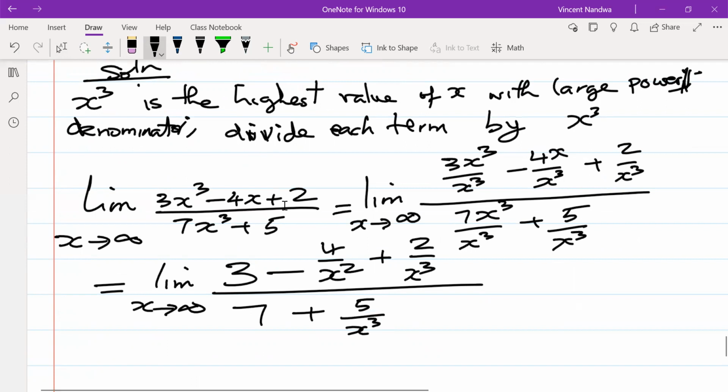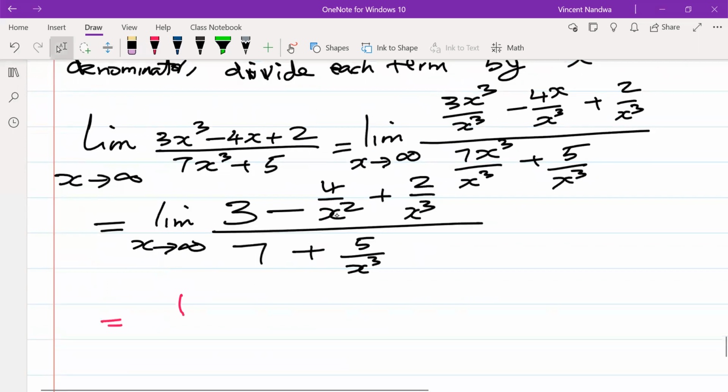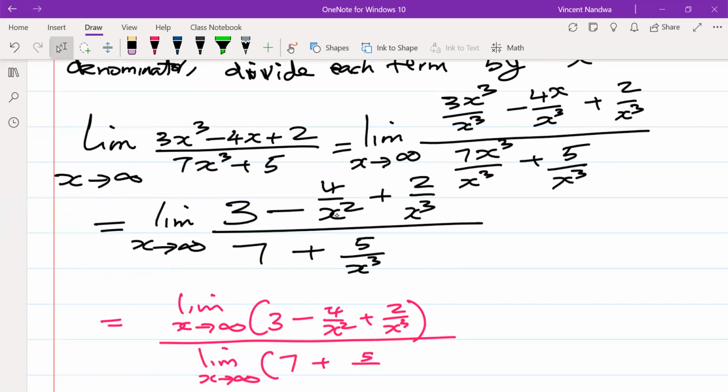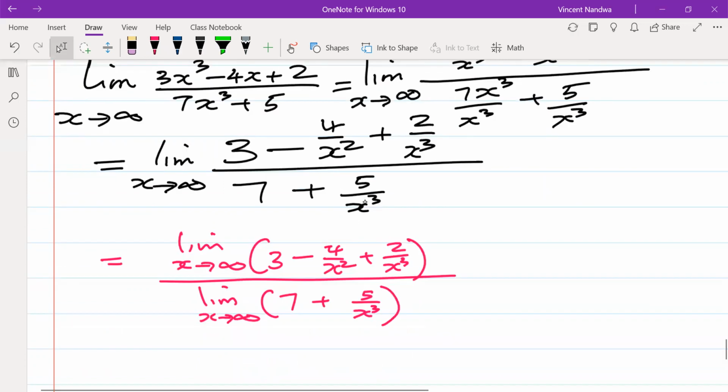So what happens next? Using properties of limits, the limit of the numerator over the limit of the denominator. So limit as x approaches infinity of 3 minus 4 over x squared plus 2 over x cubed, over limit as x approaches infinity of 7 plus 5 over x cubed. And then you apply the limit on each term.